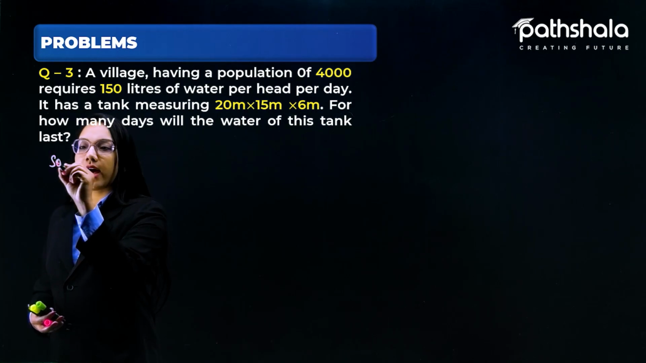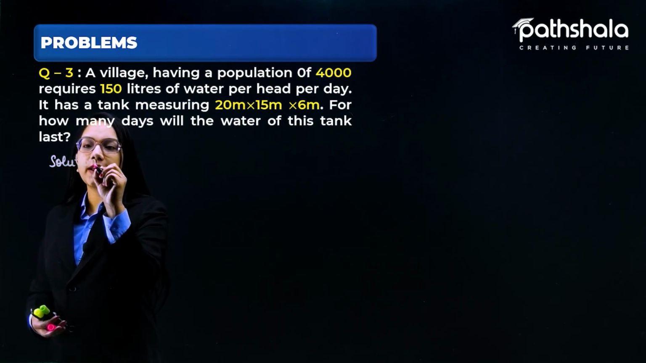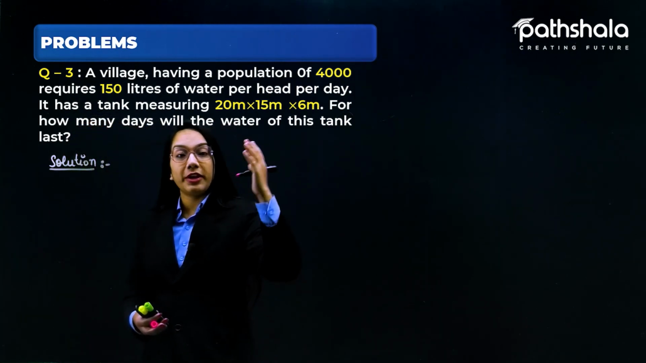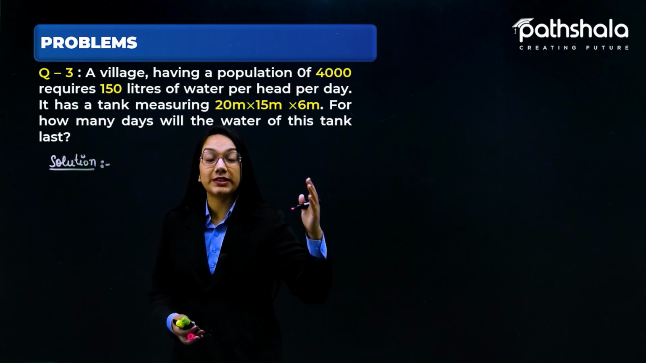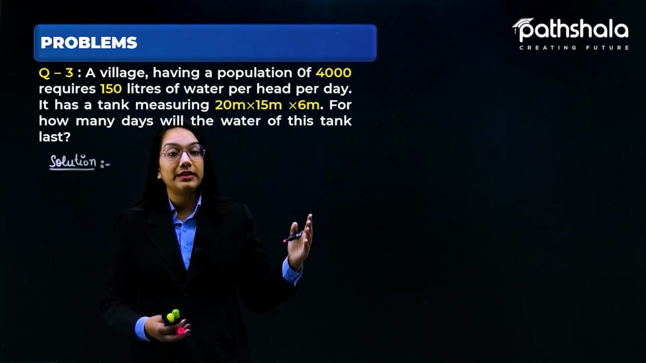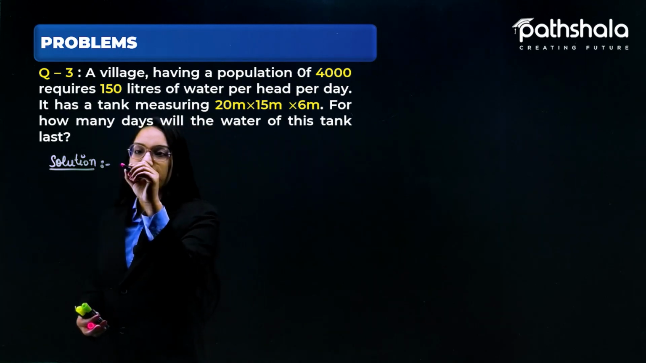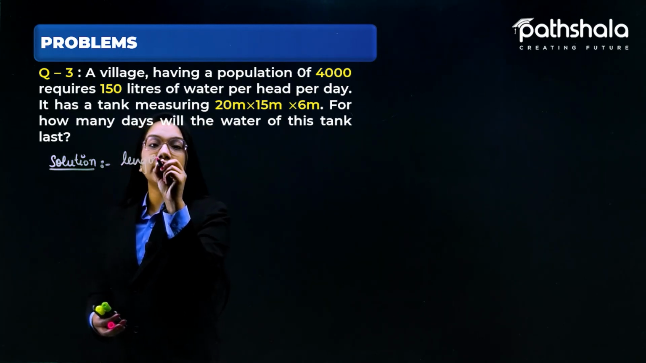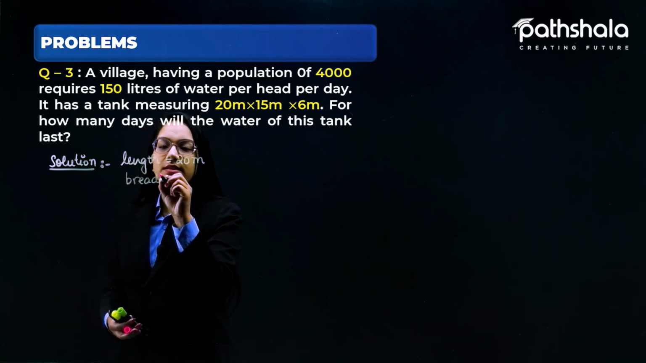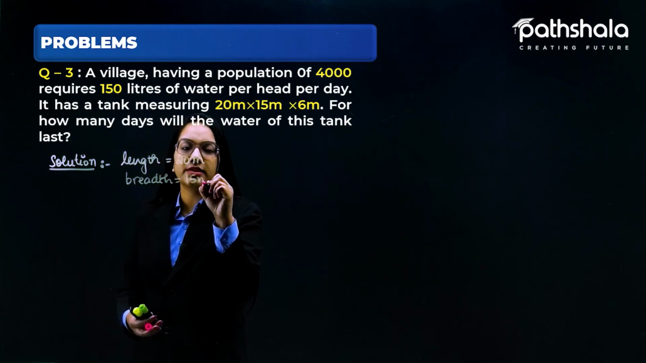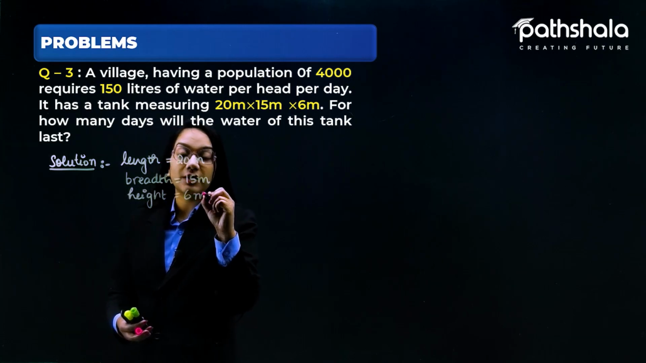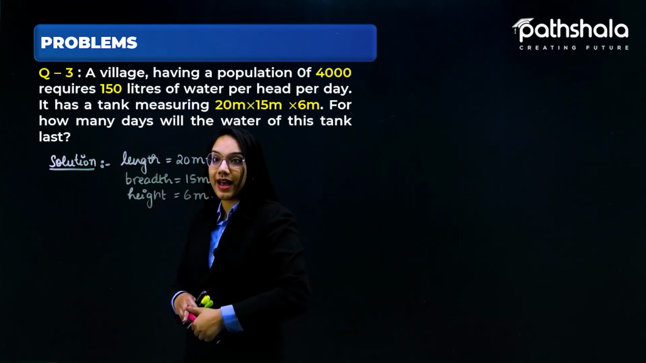So first of all, as we can see, it is already given to us that the tank is measuring 20 meters, 15 meters and 6 meters. So it is nothing but the length, breadth and the height of the tank. Let us suppose I'm writing over here that the length is 20 meters, the breadth is equal to 15 meters, and the height is equal to 6 meters. So this is nothing but the length, breadth and the height.